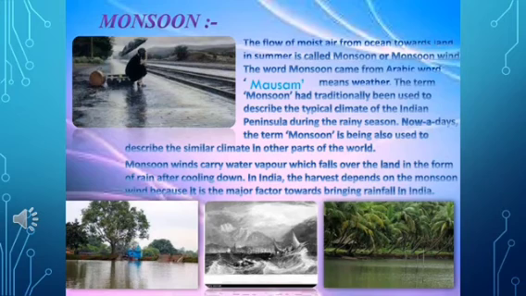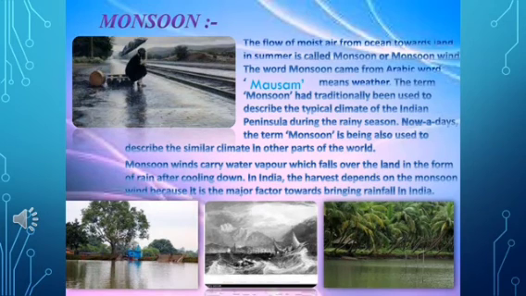The flow of moist air from the ocean towards the land is called monsoon. Monsoon usually occurs just after the summer season, right? This word monsoon comes from an Arabic word mawsim, which means seasons.